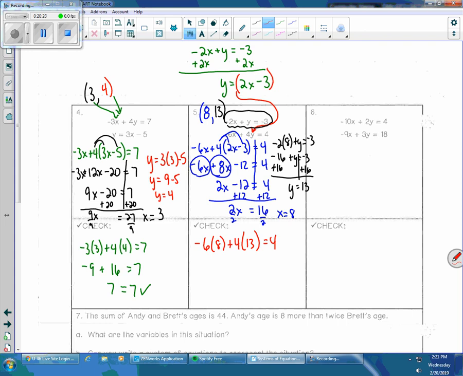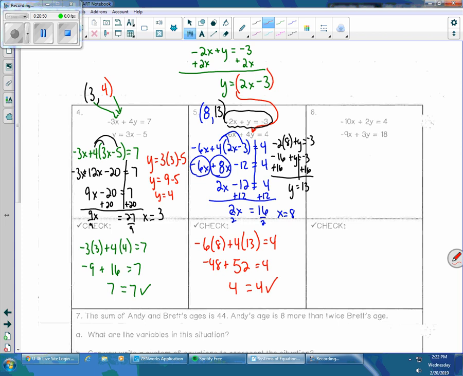-6 times 8 is -48. 4 times 13 is 52. Does it equal 4? -48 plus 52 does equal 4, and 4 equals 4. Whoop, whoop, I did it correctly.